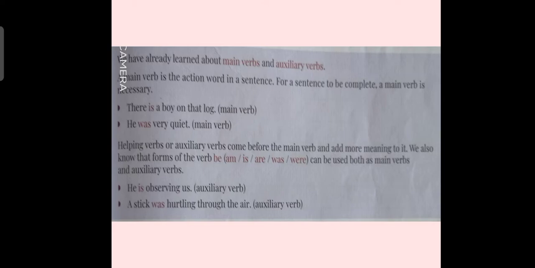Main verb is the action word in a sentence. For a sentence to be complete, a main verb is necessary. There is a boy on that log. Here, the verb is a main verb. He was very quiet. Here, was is the main verb.